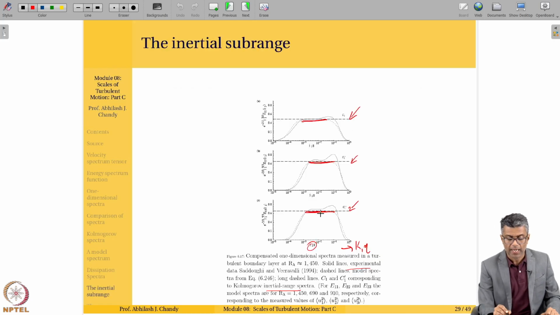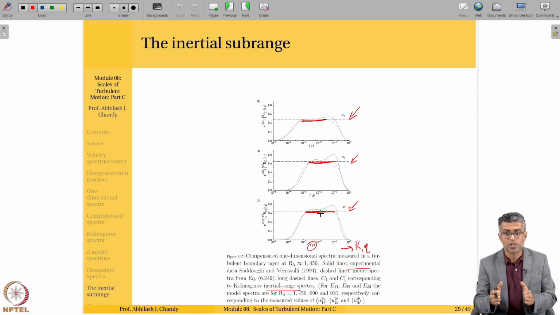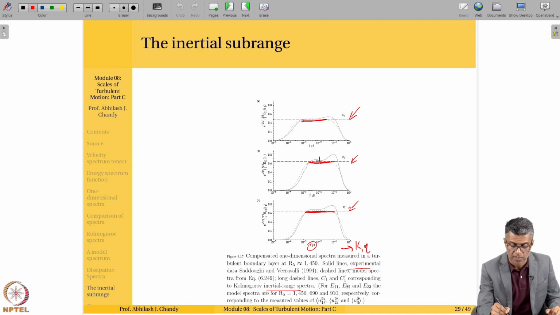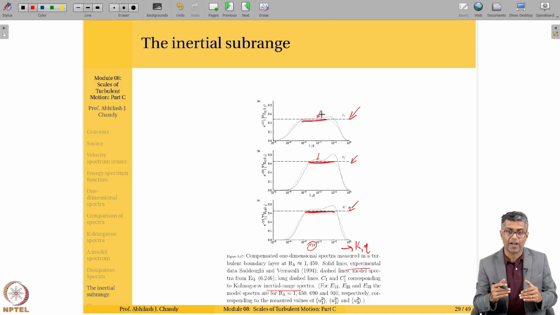So here what you will see is that in the inertial subrange, I have a constant. And that is not magic, it is the way the model spectra shows exactly that value. And in fact, the experimental data matches reasonably closely. As you can see, it is reasonably close to that constant value. So it is a single constant value in the inertial subrange.